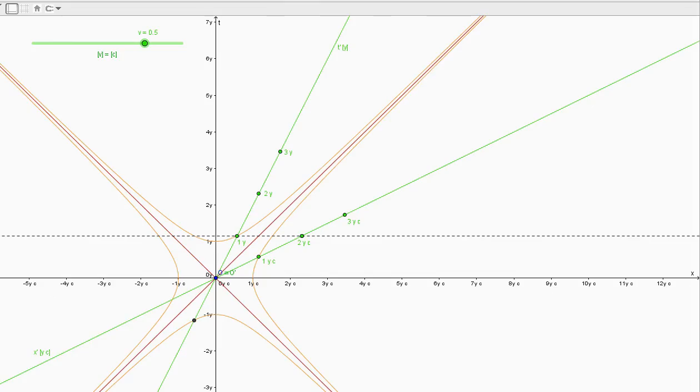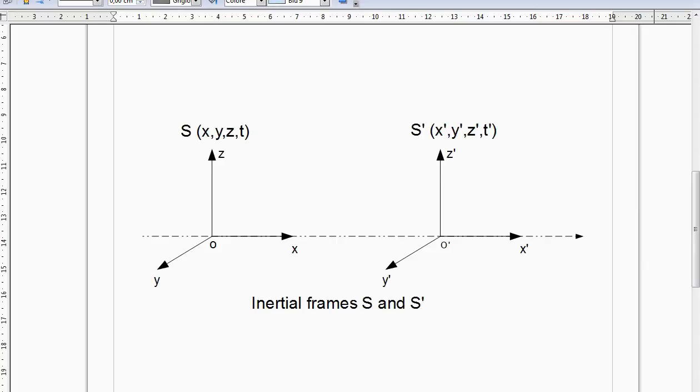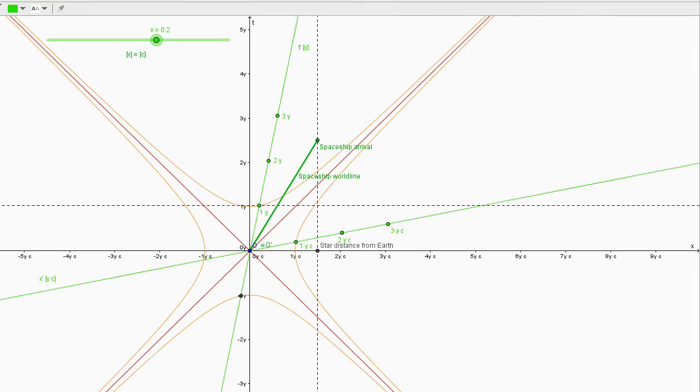Another useful way to describe the travel to a star is the Minkowski space that was obtained in the first video. It describes two inertial frames moving, one relatively to the other, with velocity v. The orthogonal axes of the Minkowski space, x and t, are those of the S-frame of the Earth, while the oblique axes x prime and t prime are those of the S prime frame.